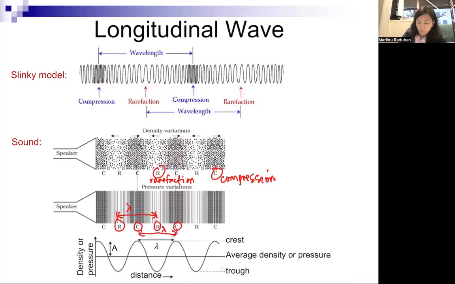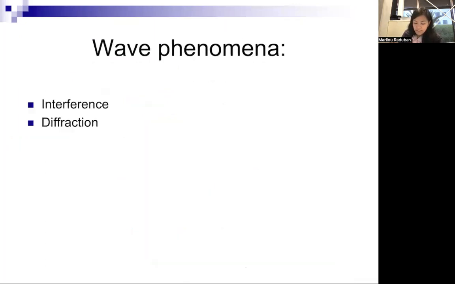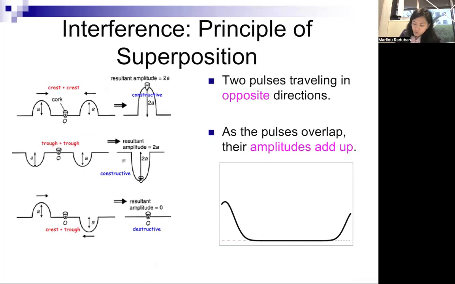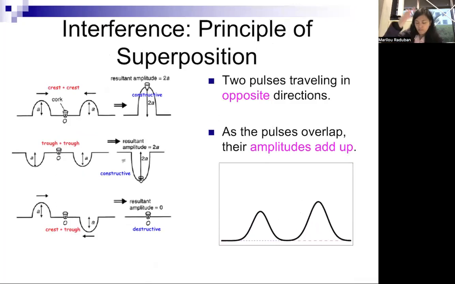Okay, so if we're happy with transverse and longitudinal waves, let's now look at some phenomena that can occur when a wave meets another wave, that will be interference, and when a wave meets an obstacle or an opening, that will be diffraction. But first, let's talk about interference. Okay, so consider two pulses. So a pulse is just one peak. Consider two pulses that are traveling in opposite directions as shown in this animation here.